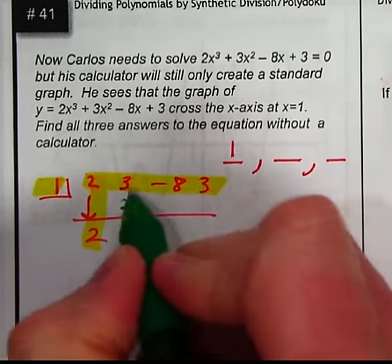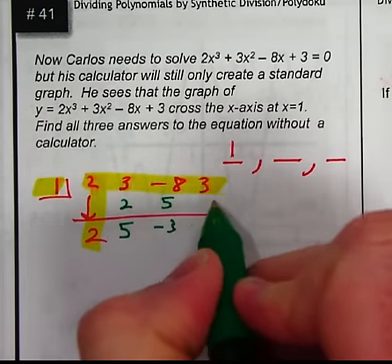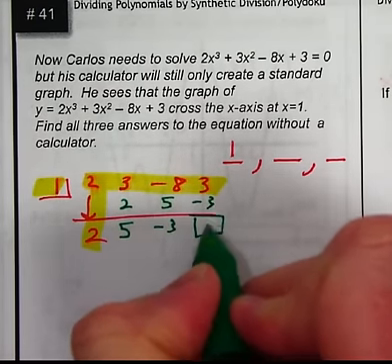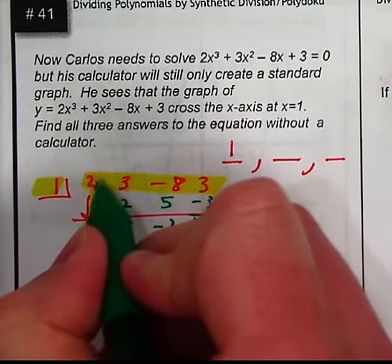2 times 1 is 2, add, I get 5. 1 times 5 is 5, add, I get -3. -3 times 1 is -3. This is my remainder box. Woohoo! It's 0.